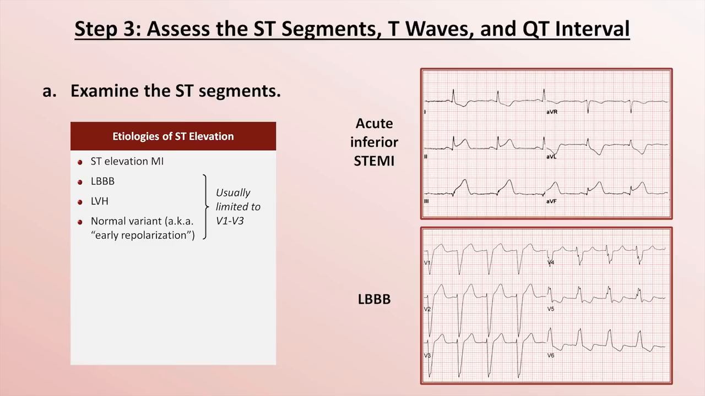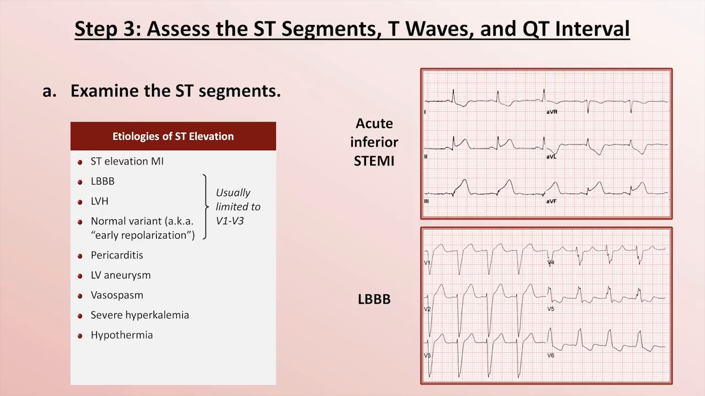The remaining causes include pericarditis, an LV aneurysm, vasospasm, severe hyperkalemia, hypothermia, an inherited sodium channel defect called Brugada syndrome, and a rare cause of acute heart failure called Takotsubo cardiomyopathy, frequently referred to in the American press as broken heart syndrome.